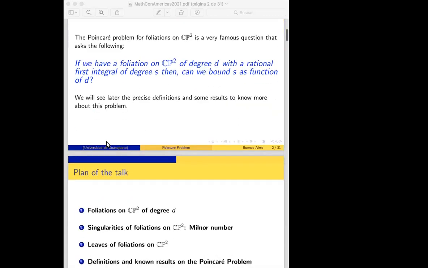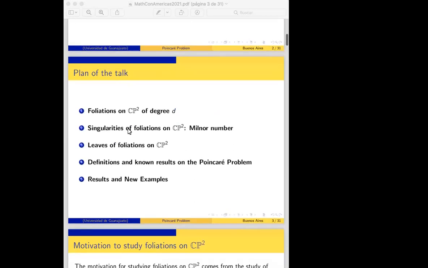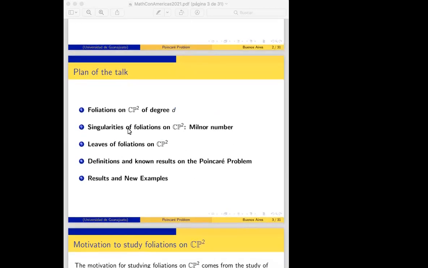Well, the plan of the talk is the following: to say what is a foliation in the projective plane of degree d, describe the space of foliations of degree d, to say what the singularities for foliations are, and I'm going to define one important invariant. This is the Milnor number of the singularity. I'd like to say something about the leaves of foliations on the projective plane. And we will see some definitions and known results on this problem, the Poincaré problem. And finally, the results and some examples in this case.